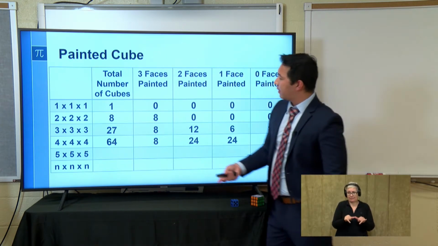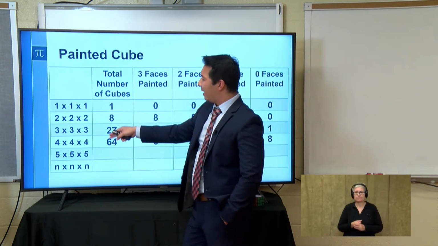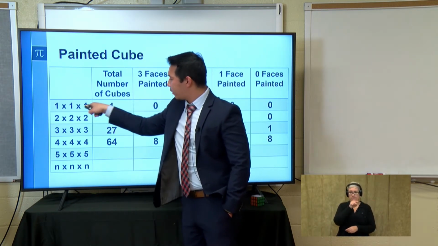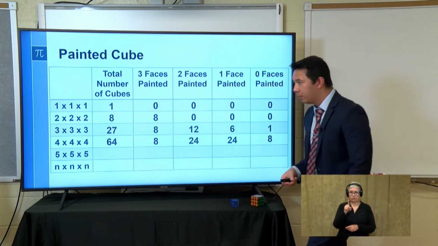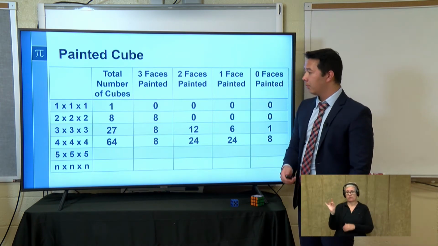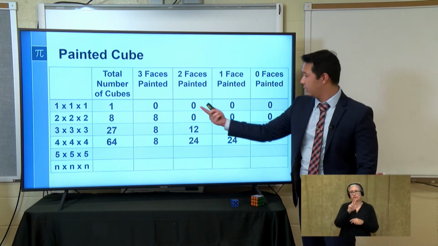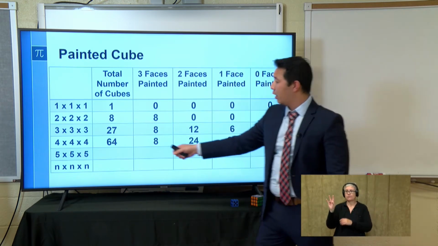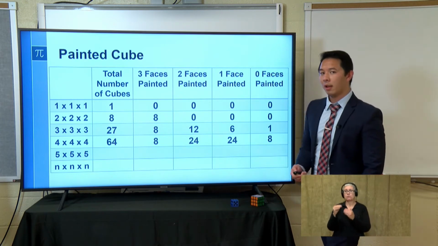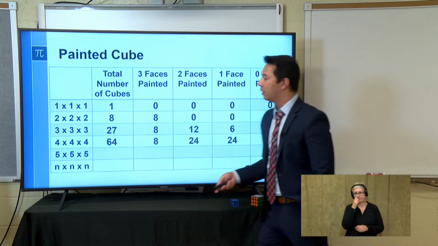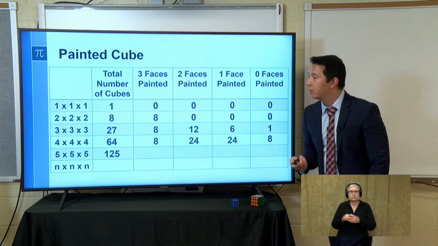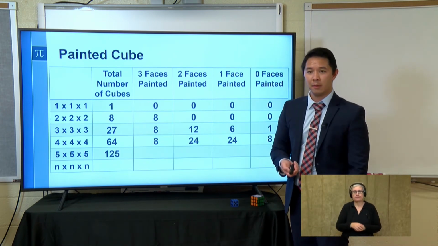Now, what you might notice for the total number of cubes is that if I multiply across in my dimensions, 1 times 1 times 1, I get 1 cube. 2 times 2 is 4, times 2 again gives me 8. 3 times 3 is 9, times 3 is 27. Same here, if I multiply 4 times 4 times 4, it'll give me 64. So if I'm looking for the total number of cubes in a 5 by 5 by 5 cube, what we see is we have 125 total cubes.